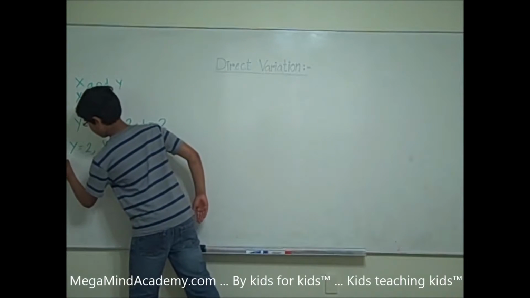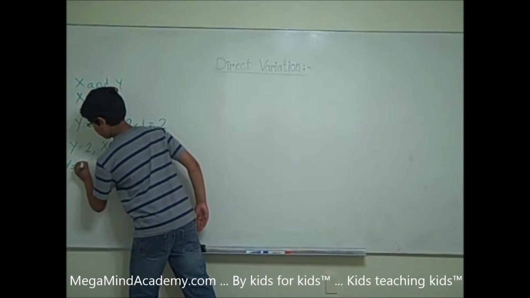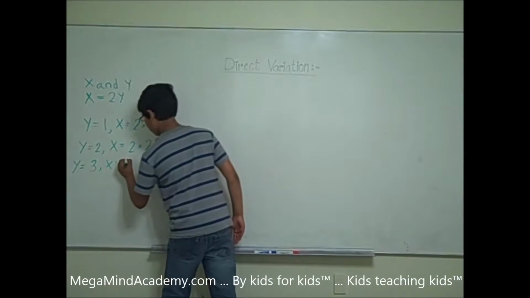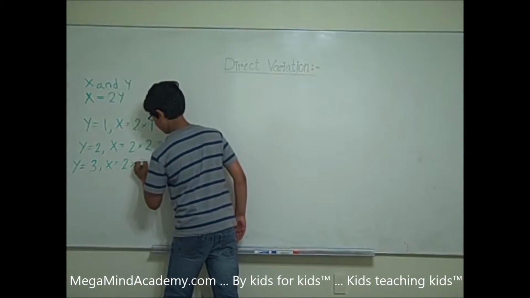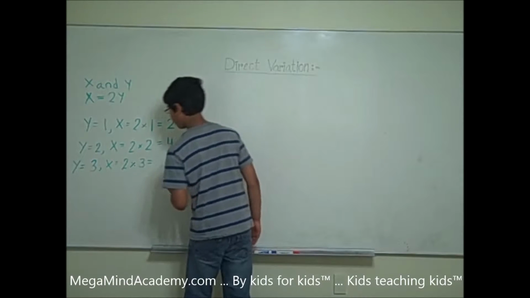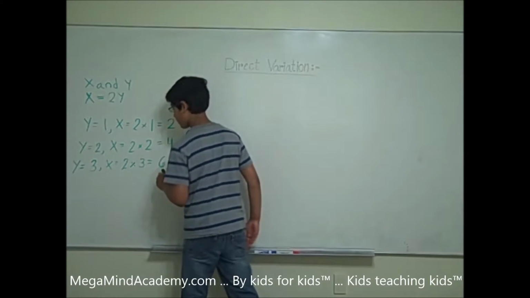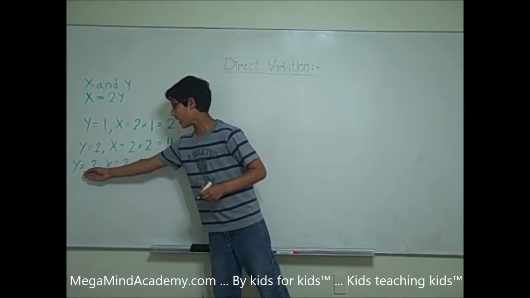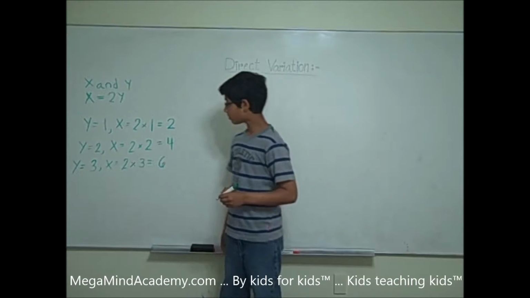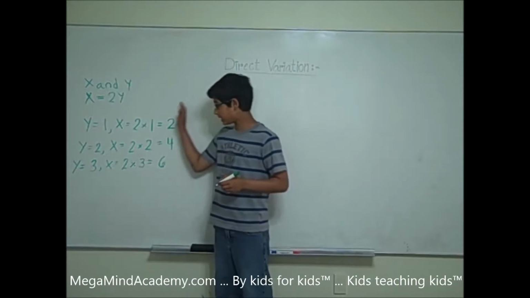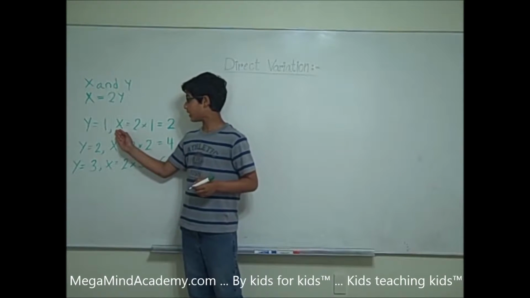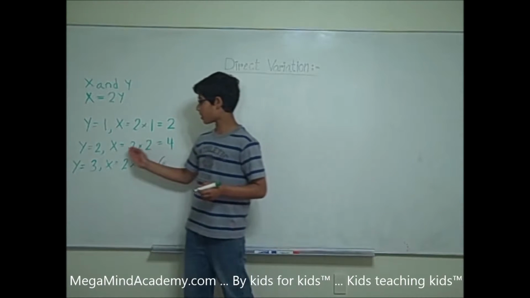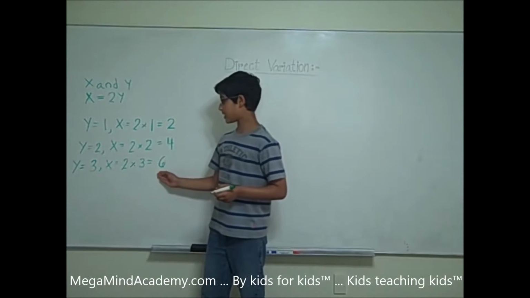If Y is equal to 3, then X is equal to 2 times 3, which is equal to 6. Here, 6 is twice as much as 3, and Y is equal to 3. Now, in all these examples, X is twice as much as Y. 2 is twice as much as 1, 4 is twice as much as 2, and 6 is twice as much as 3.